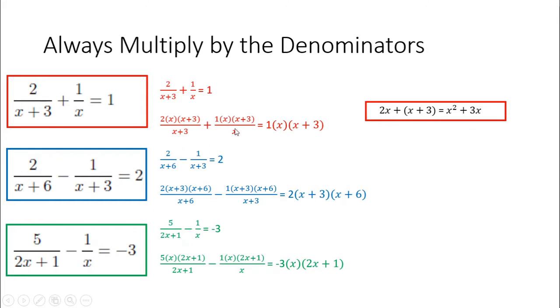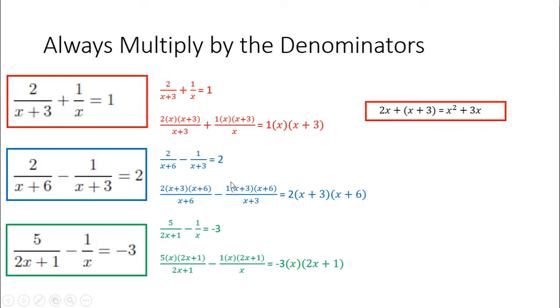Same thing for the second fraction. I had an x on the top and an x on the bottom, so they canceled out, and I was left with just 1 times x plus 3, which of course is just x plus 3. And then on the other side of the equation, I just went ahead and multiplied that through. So 1 times x is just x, and x times x is x squared, and x times 3 is 3x. Okay, that is not finished. I'm just trying to explain why we multiplied by the denominators first, then we have to worry about working the rest of this out. Okay, let's look at the blue ones now.